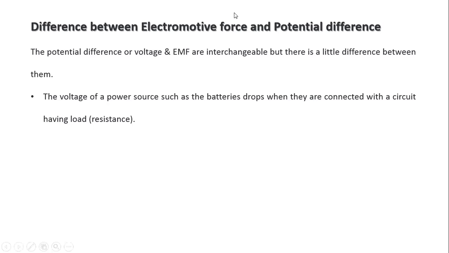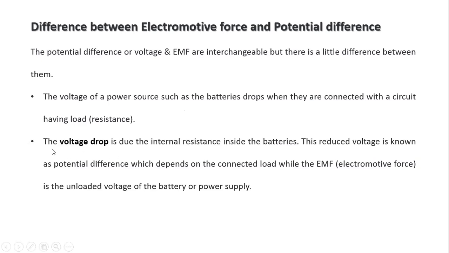So getting back to the potential difference. Potential difference is that particular amount of voltage which is being used by any load. So the voltage drop that occurs due to that load is known as the potential difference. Here it is written the voltage drop is due to internal resistance inside the batteries as well. Batteries also have their internal resistance, so voltage drop also occurs in batteries as well. This reduced voltage is known as potential difference.